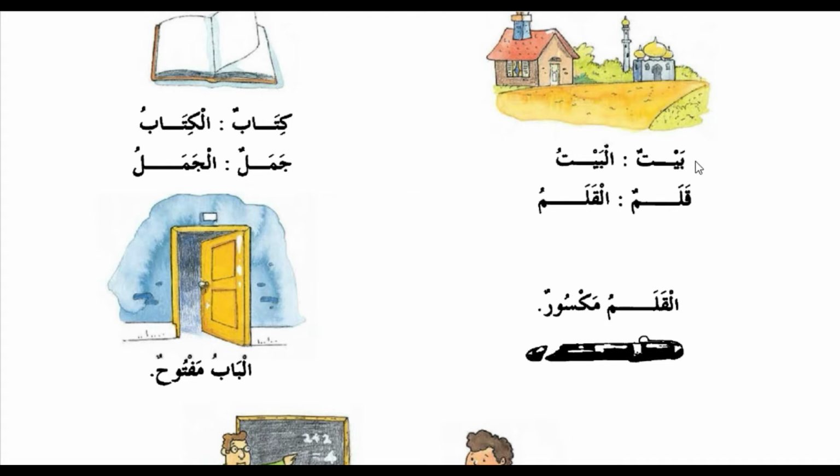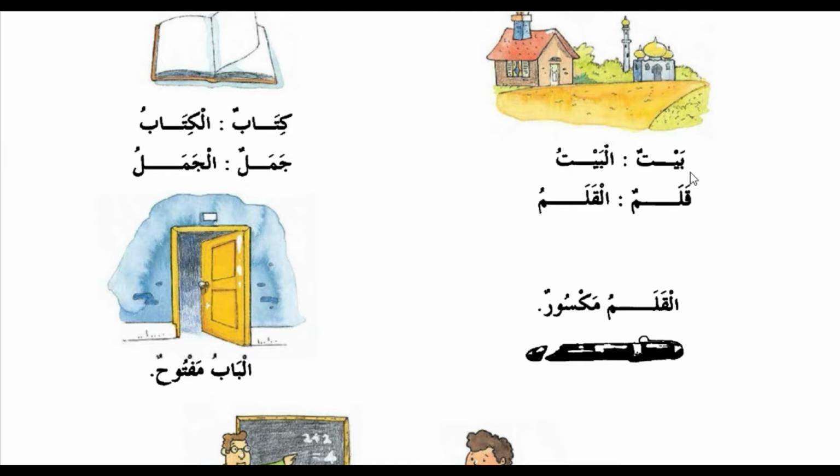Here we have the word baytun, a house, and al-baytu, the house. And we said before, baytun is indefinite. That's why we have the tanween, the extra N sound at the end. But here, because we have the particle al, which means the, we don't need the tanween. So we say al-baytu, not al-baytun.